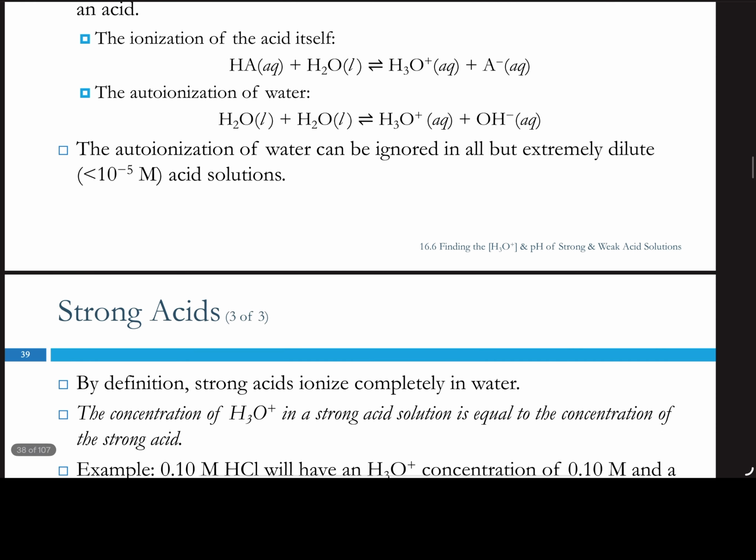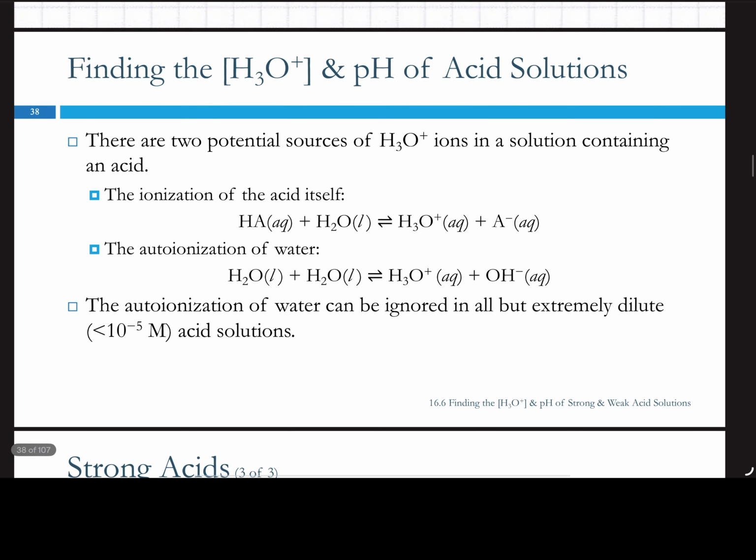All right, perfect. Now we can get to the good stuff. So there are two potential sources of H3O+ in a solution containing an acid. There's the ionization of the acid itself. So we've got one equation saying acid reacts with water, produces H3O+. But then water also autoionizes to produce some H3O+. Not very much. It's like 10 to the negative 7.